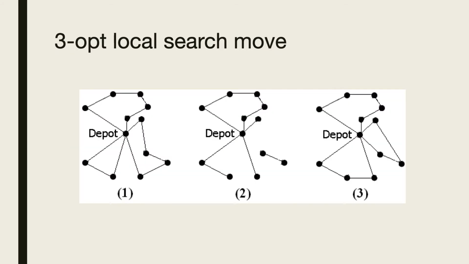3-opt local search move is a process which involves deleting edges to create 3 subtours and then analyzing the 7 different ways of reconnecting them to find the optimum tour. This is then repeated until all the combinations have been tested.